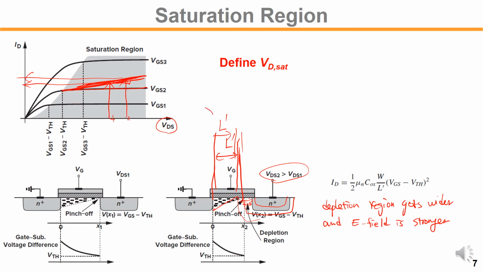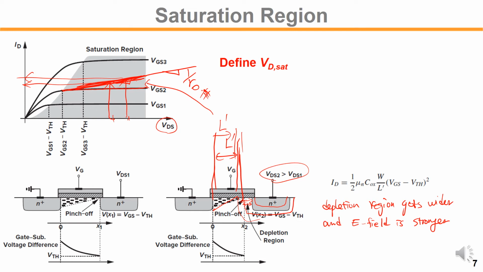Now that actually results in the final current variation in the saturation region. The slope of this is 1 over RO. We will see in more detail how we calculate this number later.